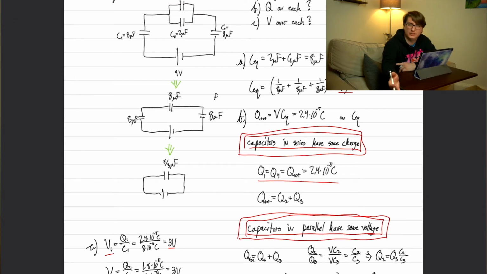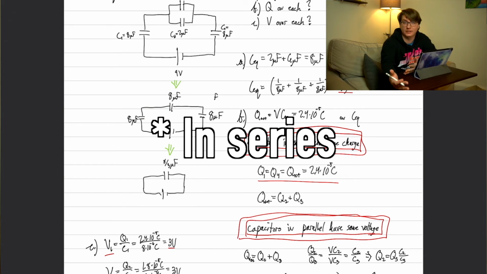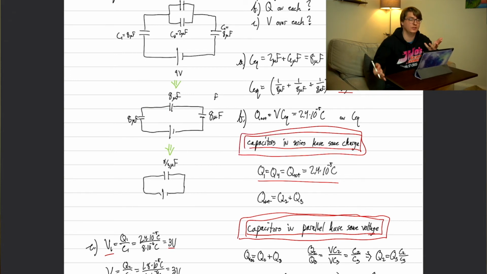So capacitors in series, why do they have the same charge? Well, you can think about if I moved a charge Q away here, where does it go? Well, it has to end up on the next capacitor. The charge here ends up here. So all these things in series have to have the same amount of charge. The charge doesn't get created or destroyed. It just moves from one thing to another.